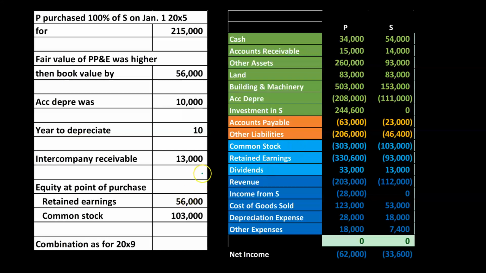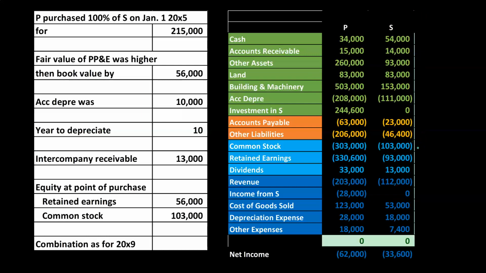Then we have intercompany transactions, intercompany receivables. So I'm going to say that P has a receivable on the books from S, and then S has, of course, a payable on the books that goes to P that we'll have to deal with, the intercompany transaction. And the equity at the point of purchase was $56,000 and common stock $103,000. In other words, at the point of purchase 5 years ago, if we were to take a look at S here, assets minus liabilities equaling the equity section.